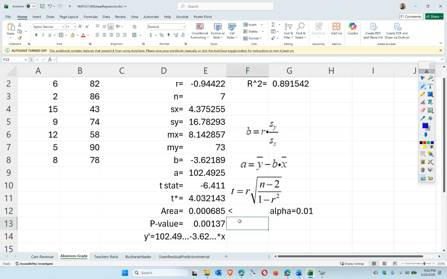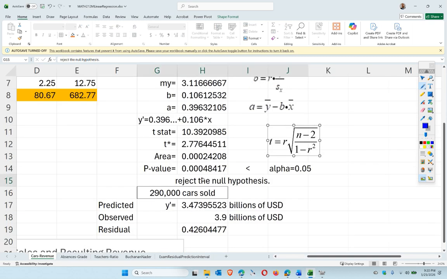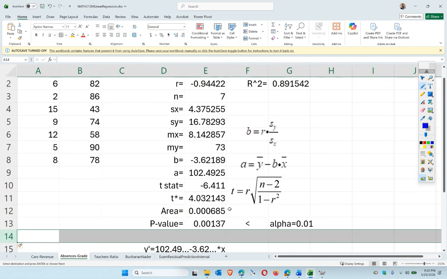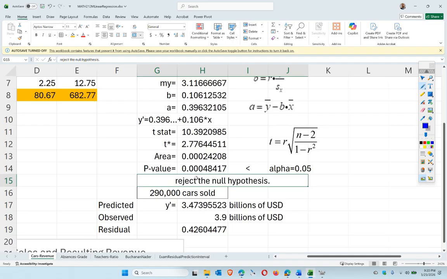Oh, I'm sorry. Wrong thing. Copy, paste, delete. Either way, it's still correct, right? Put that in the center and insert. So it's the same answer. We should reject the null hypothesis. Lock those together. Okay. Whoops, I didn't copy it though. Copy.